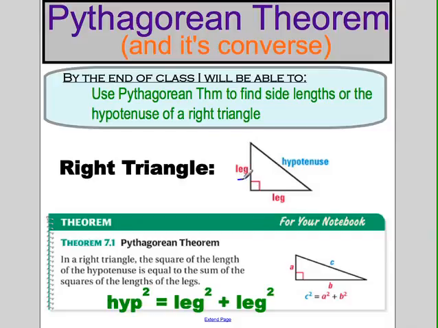This is a leg over here. There's a leg over here. The longest side, which is always across from the right angle, that's always called the hypotenuse. Always the longest side of a right triangle.